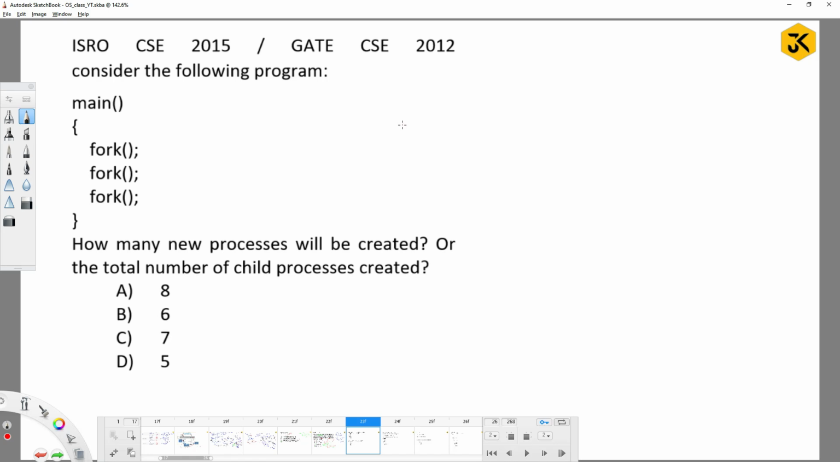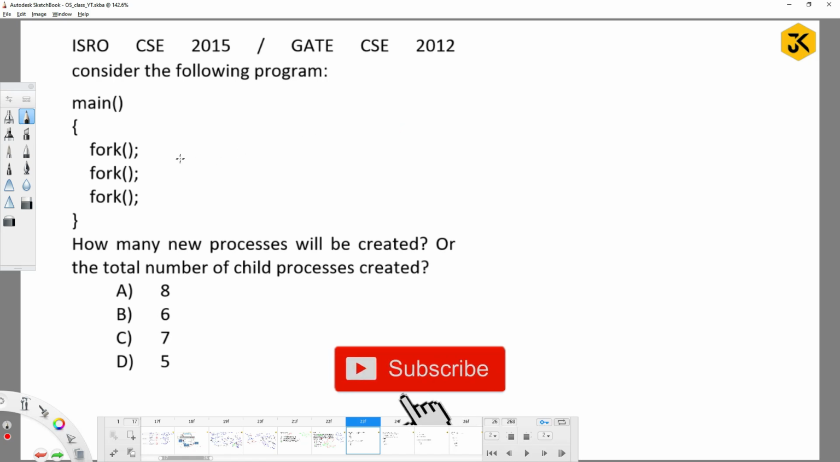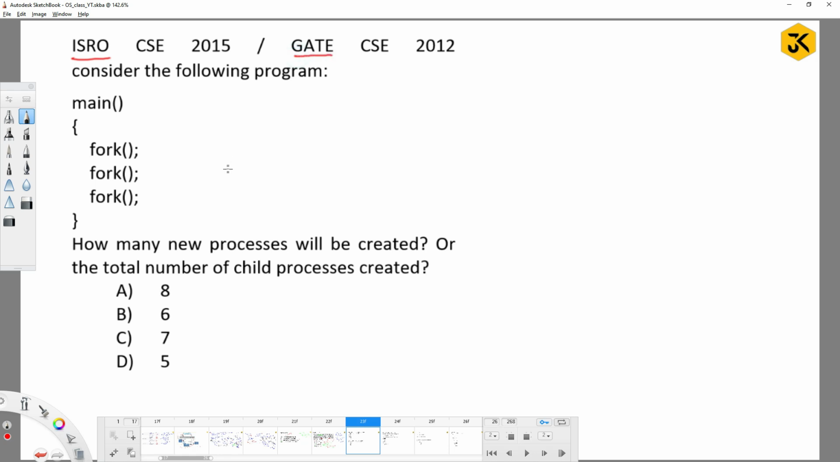Hi everyone, welcome back. Let's see one of the questions which was asked in various examinations like ISRO as well as GATE. Consider the following program: main method followed by 3-4 system calls which we can call. How many new processes will be created, or in other words, what is the total number of child processes created?